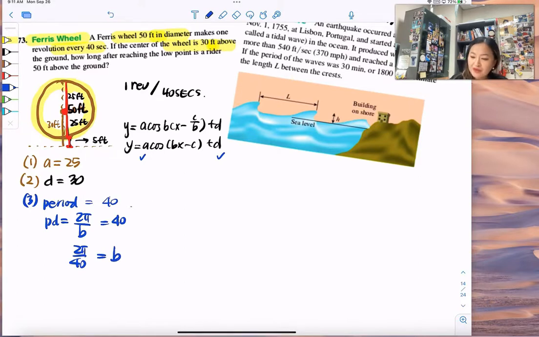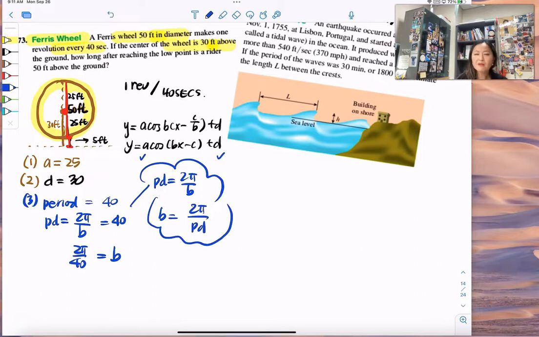Have you noticed that period is equal to 2 pi over b? So b is actually equal to 2 pi over period. You could write the equations that way, the relationship. Maybe you knew that already, so ignore me. So that means pi over 20 is equal to b. So we have our equation.